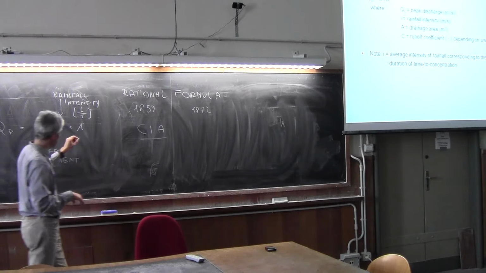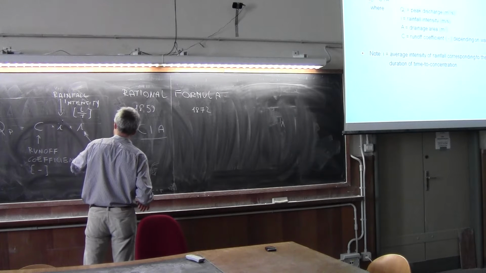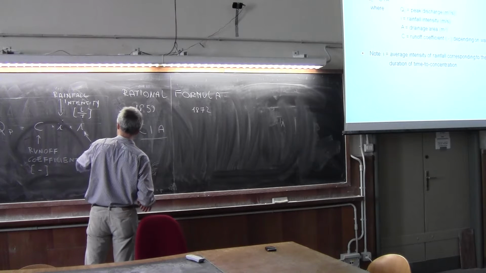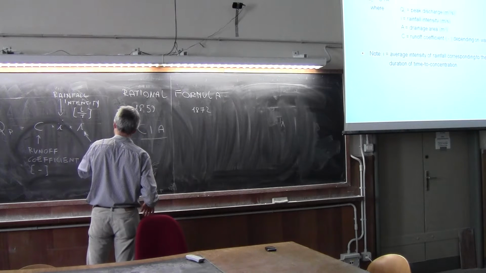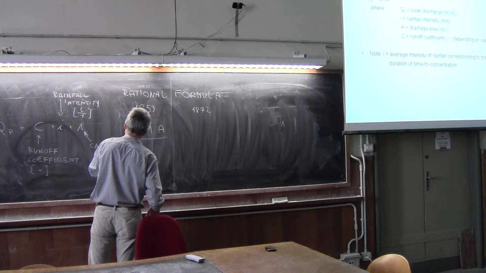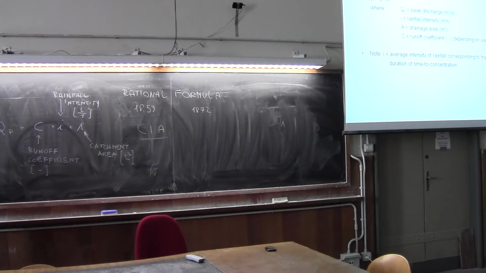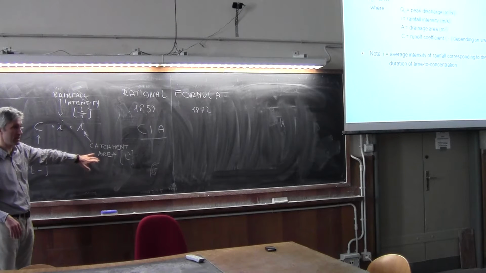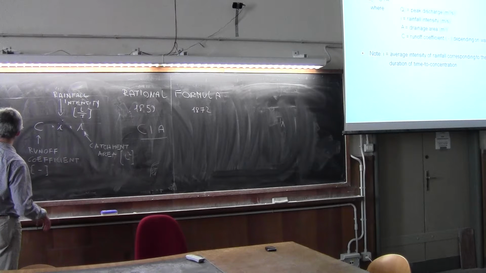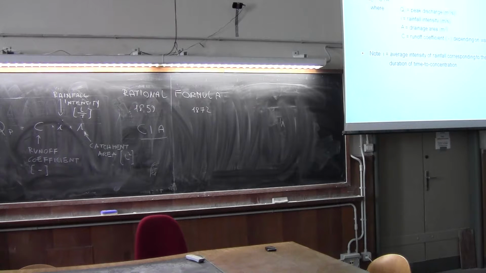And then A is the catchment area, and the catchment area is expressed as a length squared. So basically, if you see adimensional, length over time, length squared, the result is length cubed over time, which is volume per unit time, river flow.